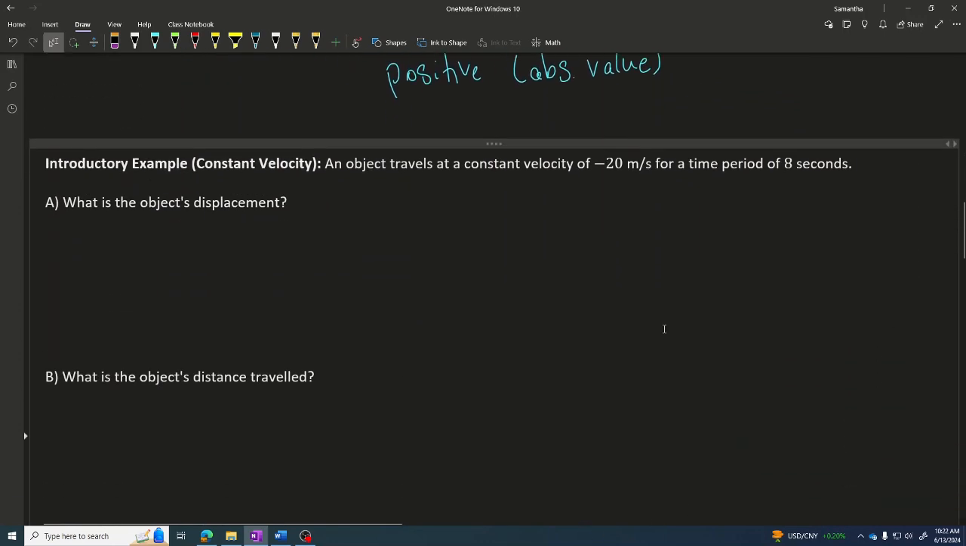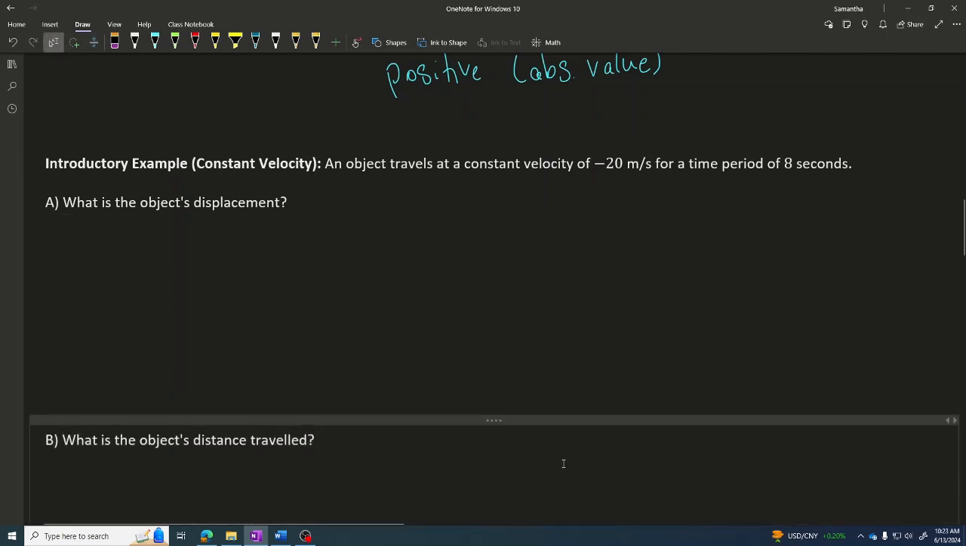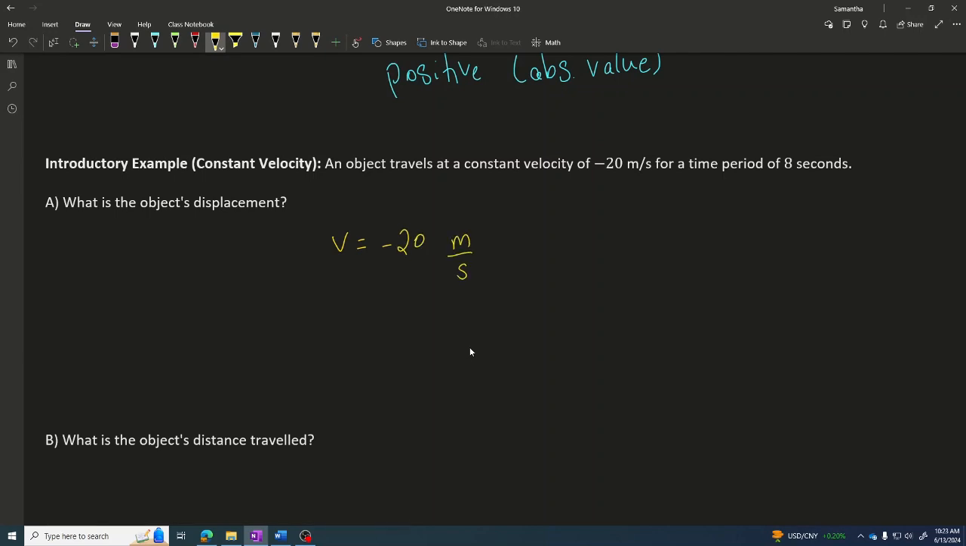Now, to further expand on this idea, let's begin with a really simple example of an object that's moving at a constant velocity. And then we will use the chop, multiply, and add principle of calculus 2 to extend this idea to more complicated situations. So we have an object which is moving at a constant velocity of negative 20 meters per second.